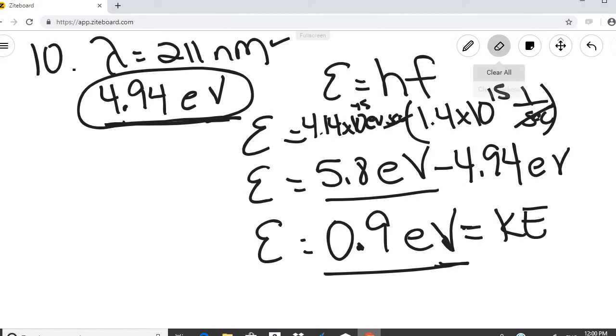Okay, so that is all of the problems for Module 11. And those are the types of problems that will be on your test covering Module 11.